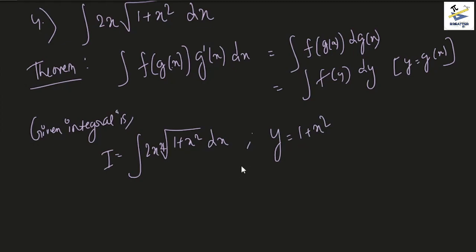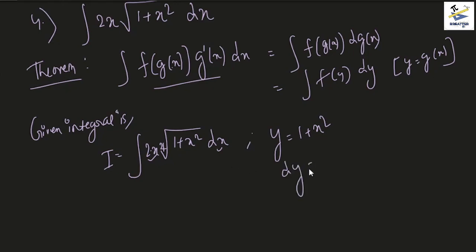Because I realize that the integral of 2x into root over 1 plus x square can be solved if we eliminate this root over 1 plus x square. When I substituted y equals 1 plus x square, I saw that the derivative of 1 plus x square is just 2x, which is given along with dx. So 2x dx would be substituted into a single dy, which is what we wanted. The derivative of 1 plus x square is already given outside.